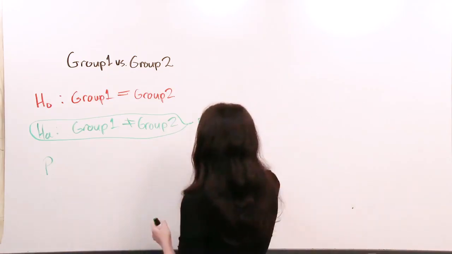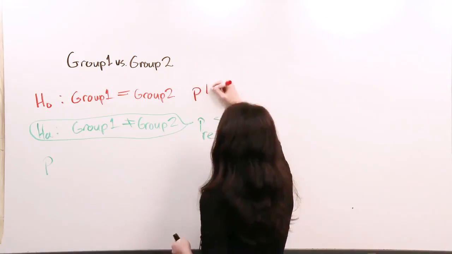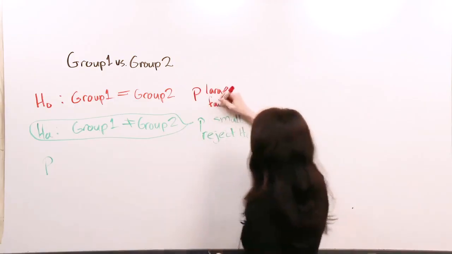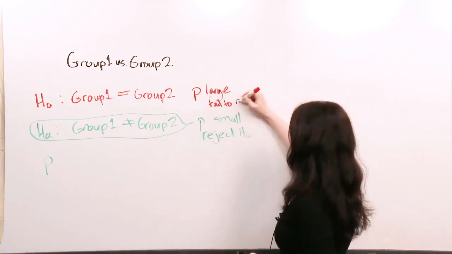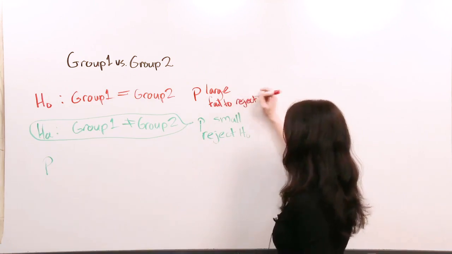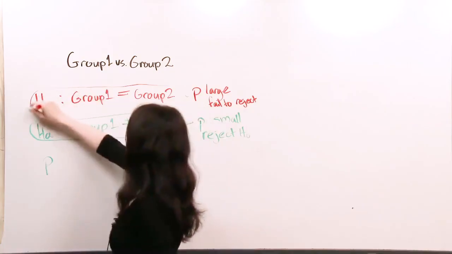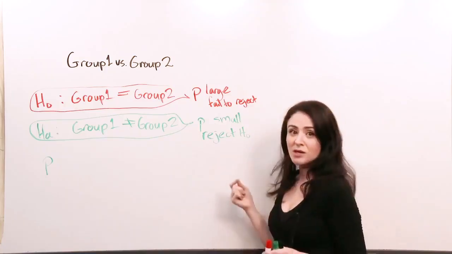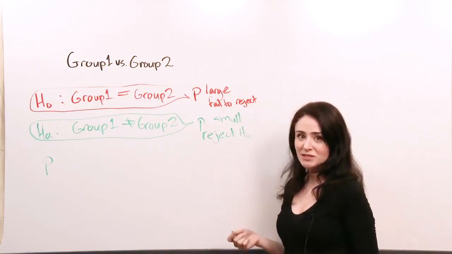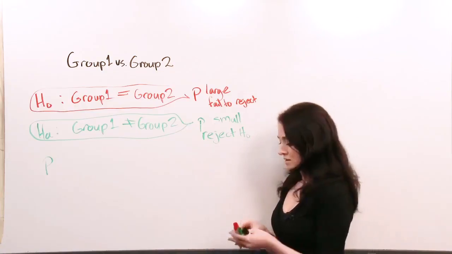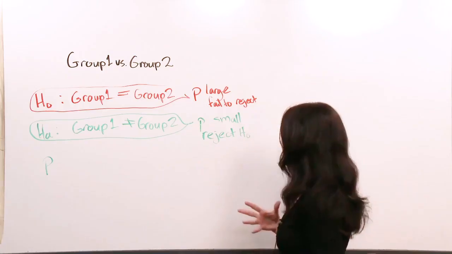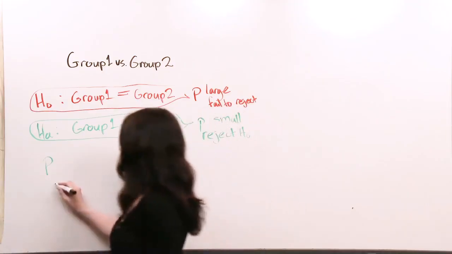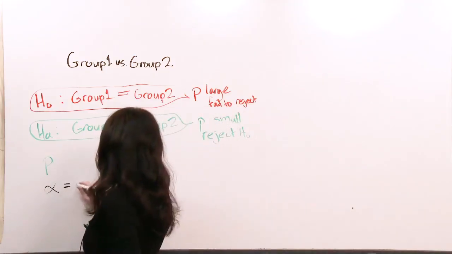If instead p is large, we fail to reject the null hypothesis. We're stuck with it. We have to say that the groups are not different. So smaller is better for p-values if you're trying to show that groups are different. So how do we decide what counts as small? The way that we do this is with something called alpha, which is the significance level.